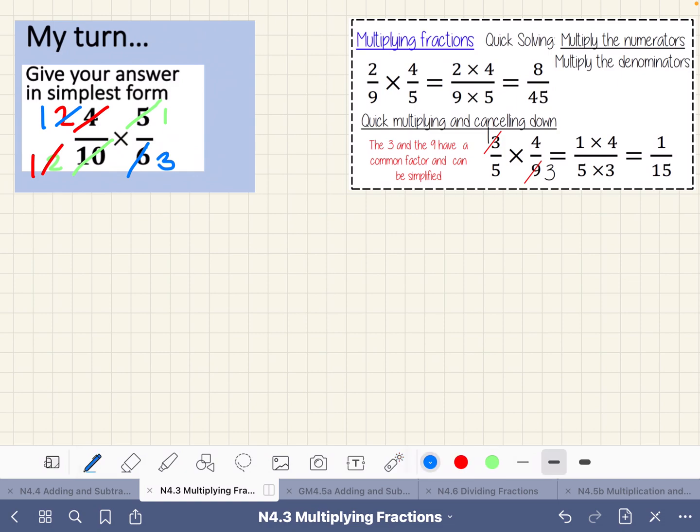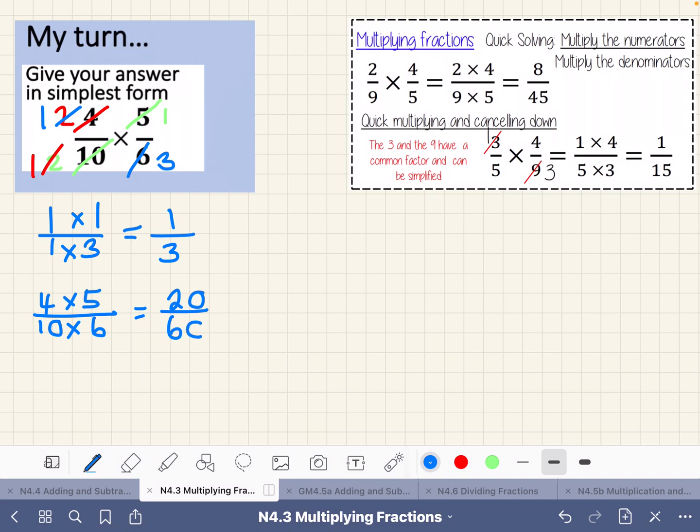This leaves us with a quick calculation of 1 multiplied by 1 on top and 1 multiplied by 3 underneath. That gives us 1 times 1 is 1, 1 times 3 is 3. Remember, this can be done in the same way by multiplying across the top, multiplying across the bottom. If we were to do that, we'd end up with 4 times 5 over 10 multiplied by 6, which gives us an answer of 20 over 60.